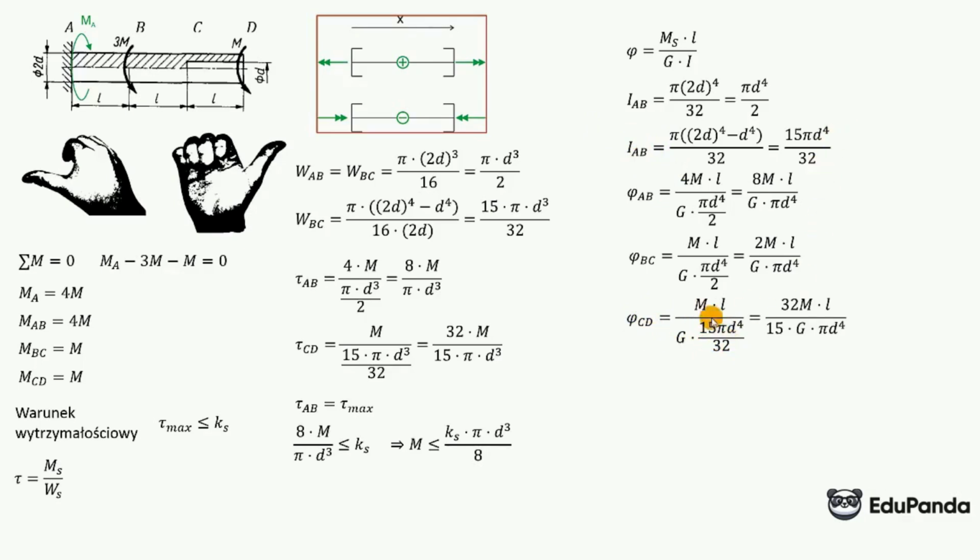So now the angle of twist, the total angle of twist. From the method of superposition, these are the relative angles of twist of our 3 segments. So we just sum up these results. And that will be the total angle of twist.